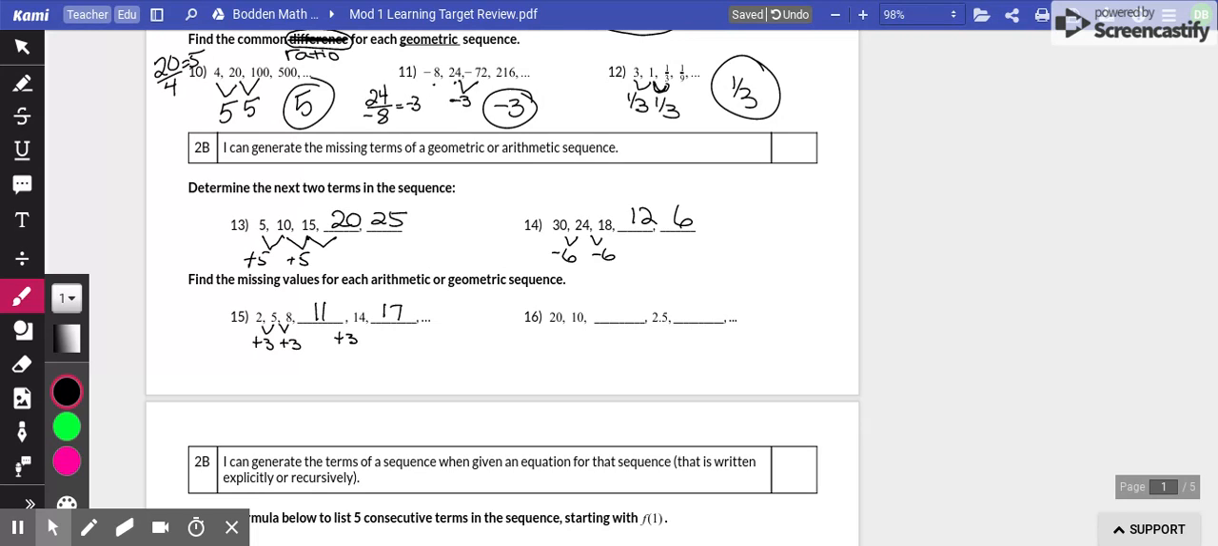17. Problem number 16, I'm decreasing 20 to 10. Now, that could mean that I'm subtracting by 10, but then if that was true, my next value would be 0. So then this 2.5 would not make sense. So another thing to consider would be I'm dividing by 2. So if I divide by 2, that would give me 10. So if I divide 10 by 2, I'd get 5. 5 divided by 2 is 2.5. Yep, that works. 2.5 divided by 2 is 1.25.